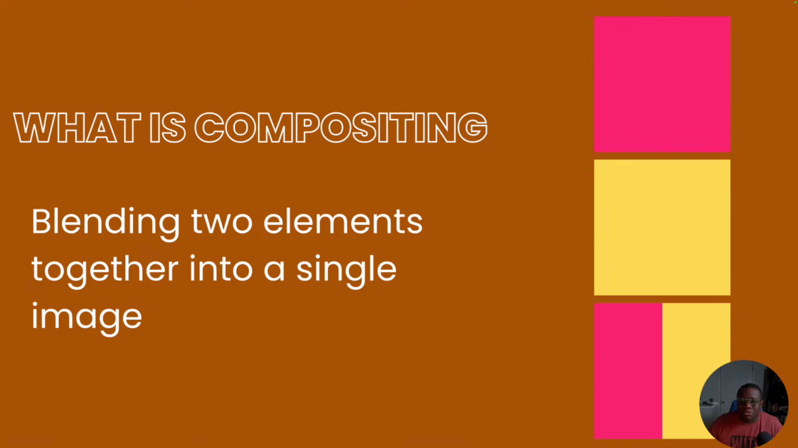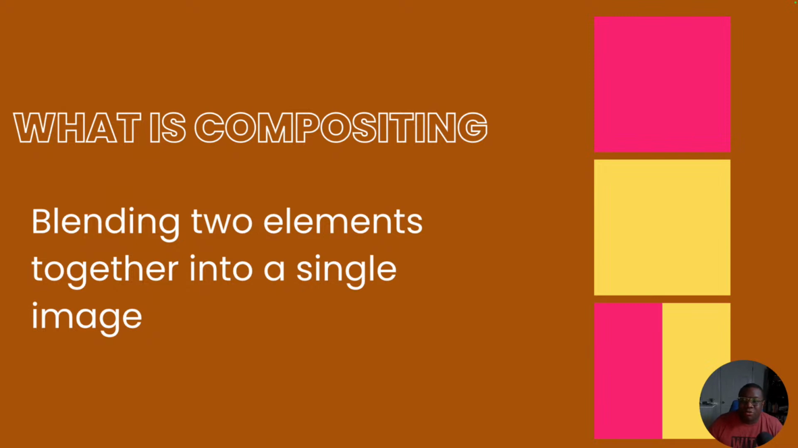Now, some of you may be asking, Chris, what in the world is compositing? And this is by no means the definitive answer, but this is probably the simplest way of explaining compositing when we talk about photo editing, at least. It's blending two elements or two images together into a single image. That's the simplest part, blending two elements together into a single image. That's the easiest way of explaining it.